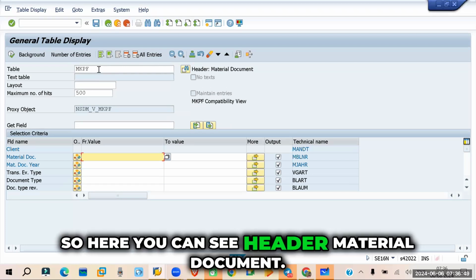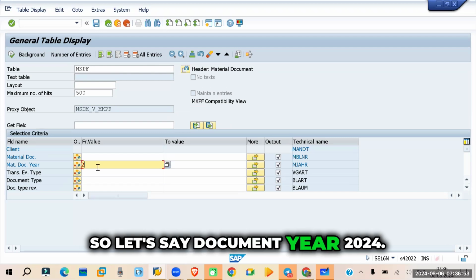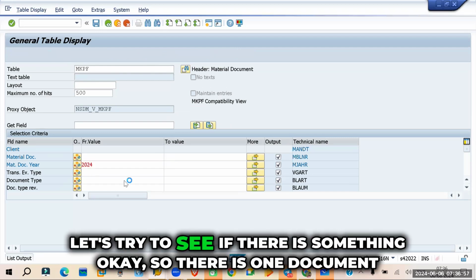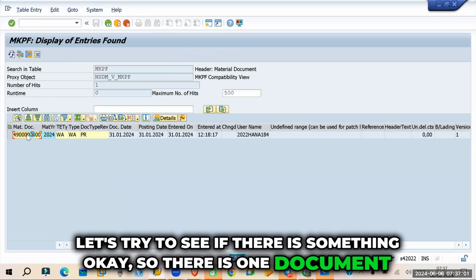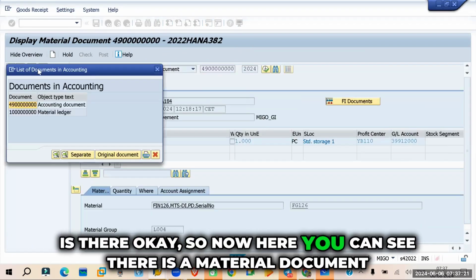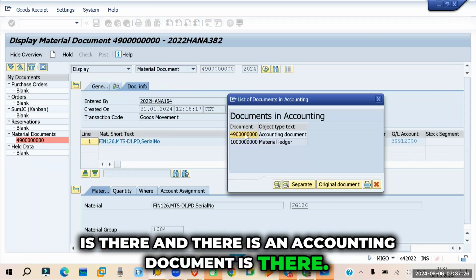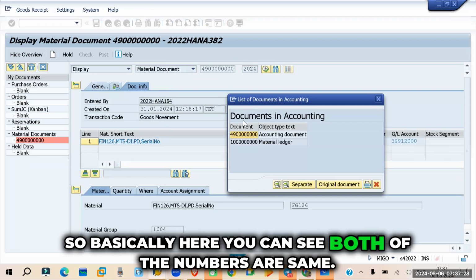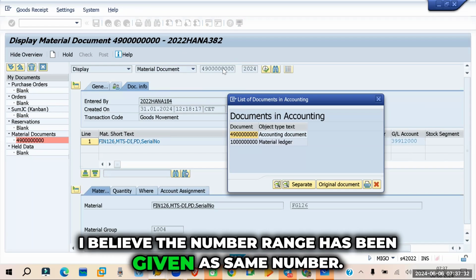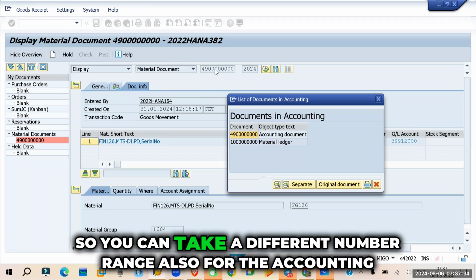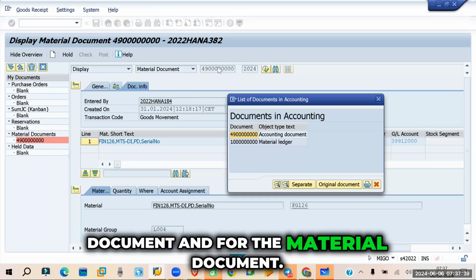Here you can see the header material document. Let's say document year 20. Let's try to see if there is something. Okay, there is one document. Now you can see there is a material document and there is an accounting document. Both of the numbers are the same. I believe the same number range has been given. You can also take a different number range for the accounting document and for the material document.